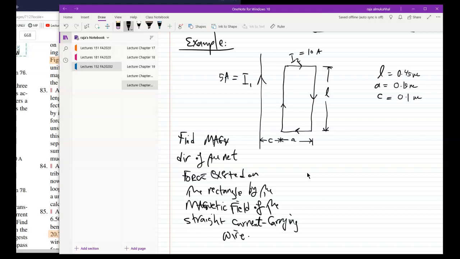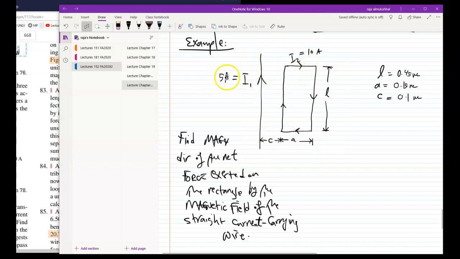Okay? You can pause the video and think about it. Make sure that you understand what I'm trying to ask. Okay, let me explain it very quickly. So I have 2 wires, I1 and I2. I2 is a rectangular loop. Okay? This rectangular loop is adjacent to I1.